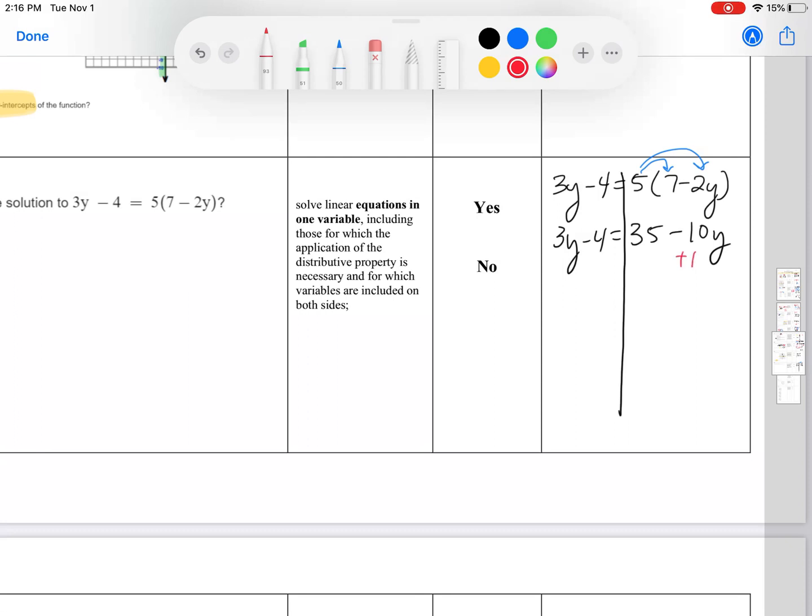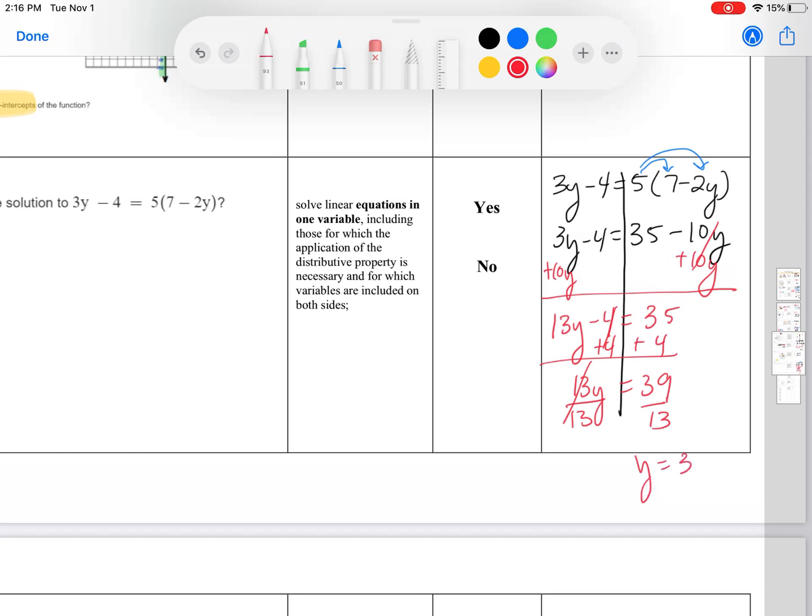So now I find my letter, and I'm going to move it to the left. Plus 10y, plus 10y. 3 plus 10 is 13y. Bring down everything else. To get y by itself, you move the number to the other side. So 13y is 39. Then get y by itself by dividing by 13. So my final answer, 39 divided by 13, is positive 3.